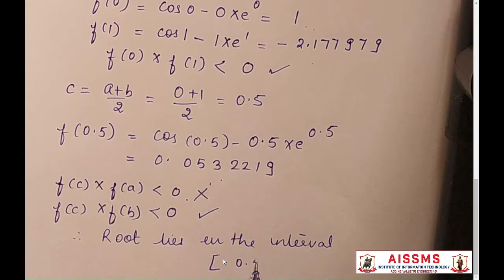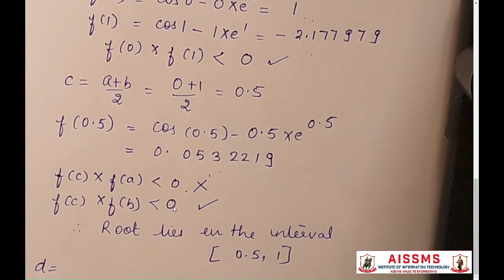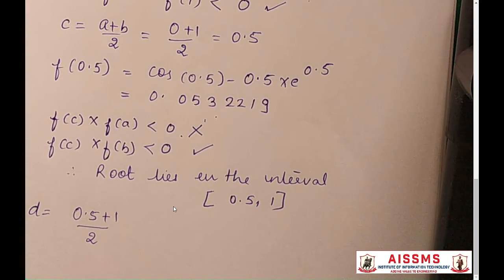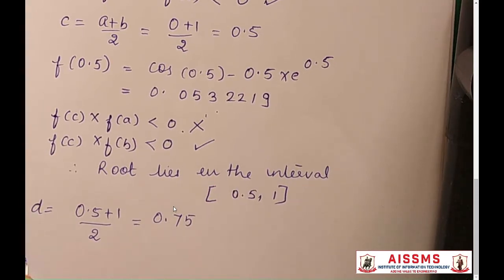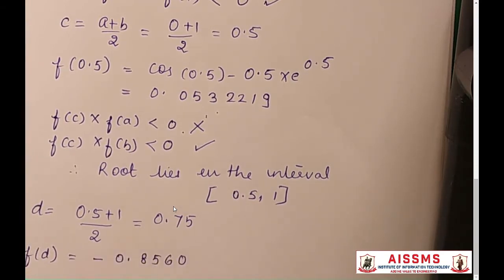0.5, 1. Right? To find out the next value of the root, you will do d is equal to 0.5 plus 1 divided by 2, which comes out to be 0.75. Then again we will find out f of d. F of d is minus 0.8560.